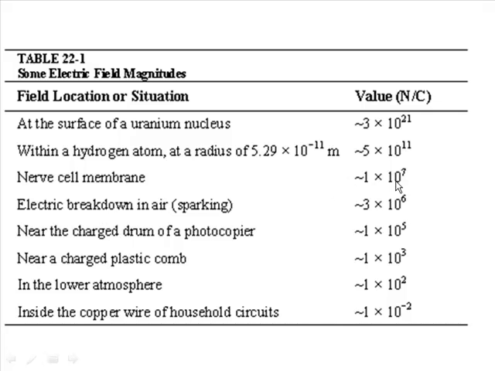On a nerve cell membrane, it's about 1 times 10 to the 7, so 50,000 times smaller. Electric air breaking down, a lightning bolt, a spark, that's about 3 times 10 to the 6th, so in other words, about 3 times smaller than on the cell membrane. Near the charged drum of a photocopier, 10 to the 5. Near a plastic comb that you've rubbed against your hair, 10 to the 3. About where we are, about 10 times smaller than that. Typical fields of about 100 newtons per coulomb. And inside a copper wire, which is a very good conductor, it's very small, about 10 to the negative 2 newtons per coulomb.